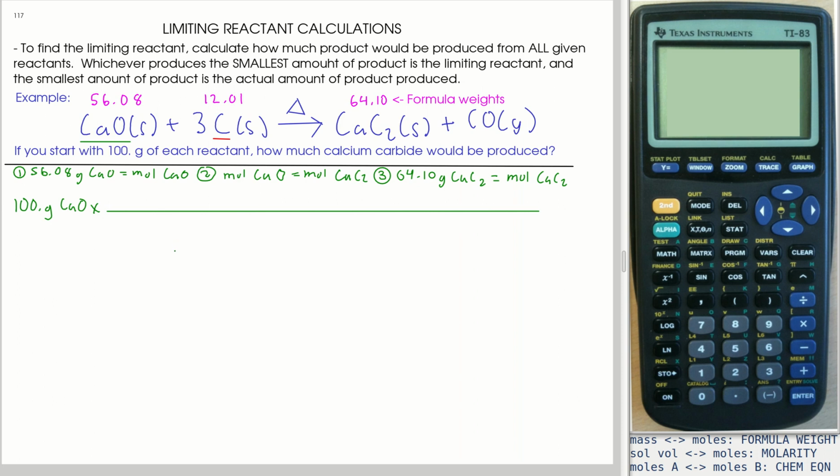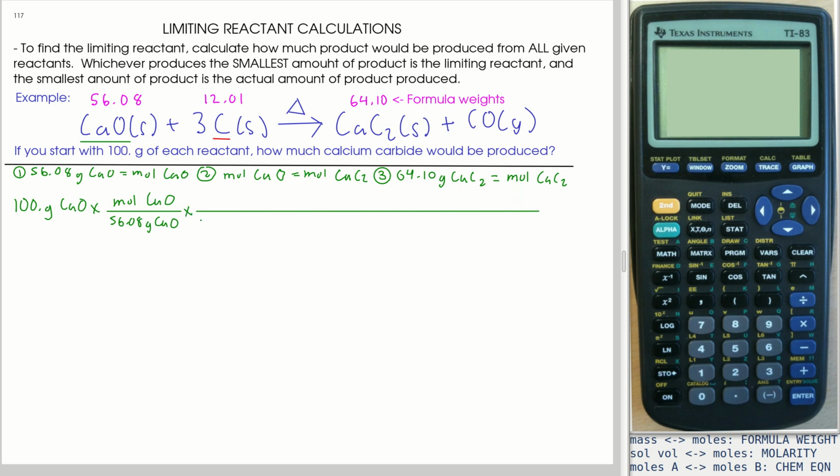For the first step, I want to get rid of grams of calcium oxide, so use that factor, 56.08 grams of calcium oxide on the bottom, what it equals to, moles of calcium oxide on the top. That gets rid of grams and leaves you with moles.